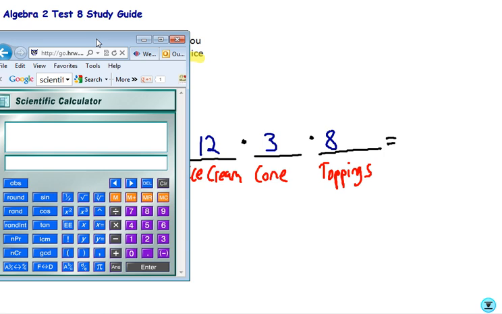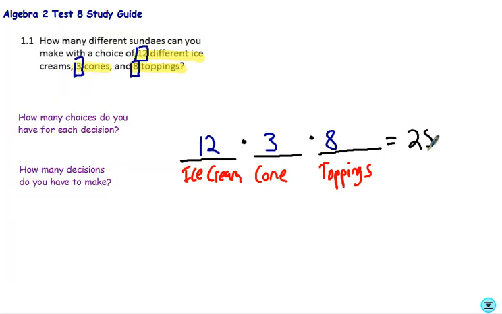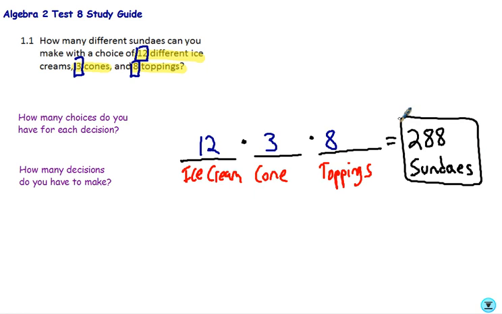All right. So 12 times 3 times 8. Let's multiply that out, right? 12 times 3 times 8 gives us 288. So there's a total of 288 different sundaes that we could come up with. And this is really the shortcut way of doing it.